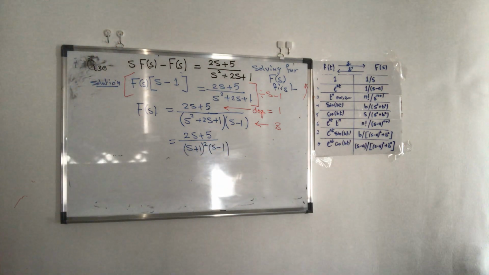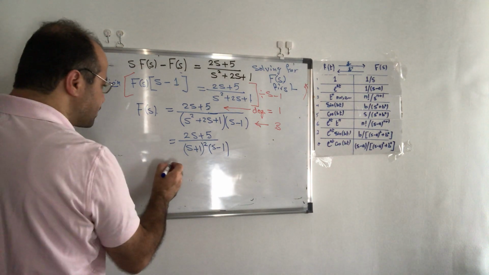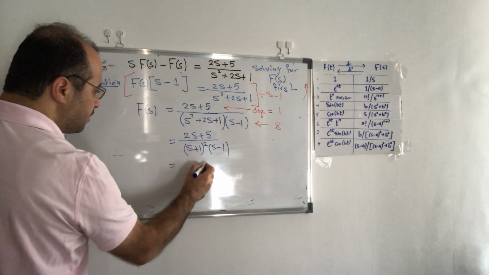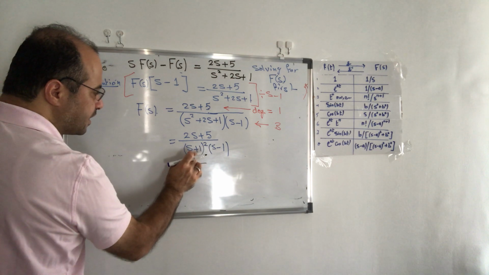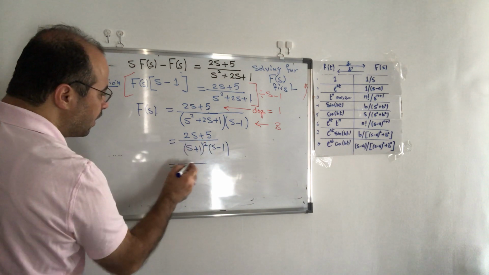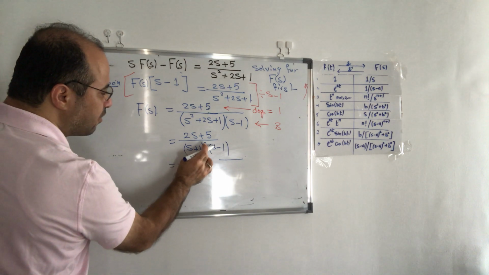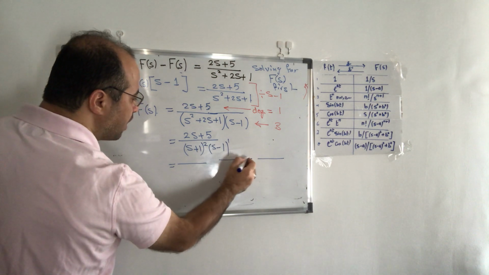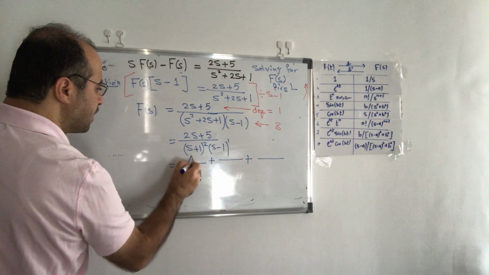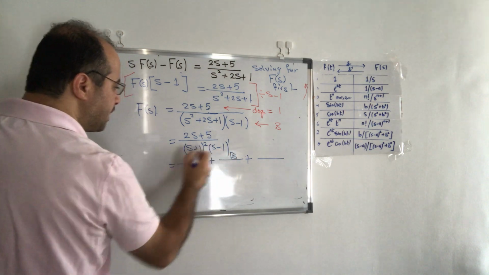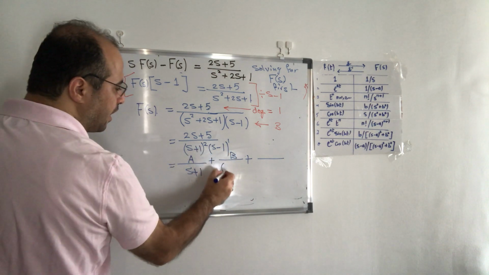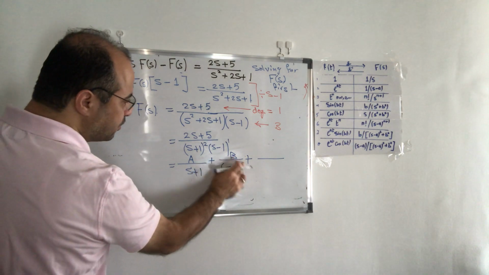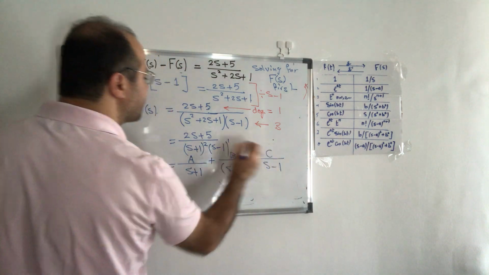Now let me do partial fraction decomposition. So here we need partial fraction decomposition. Because you have power 2, it will have 2 fractions, because it is power 1, 2. And this one has power 1, so it will have 1 fraction. So this will have A up, and this will have B up, and here we have s plus 1, and here we have (s plus 1) squared, so power 1, power 2, and then you go to s minus 1 and you put a constant C here.